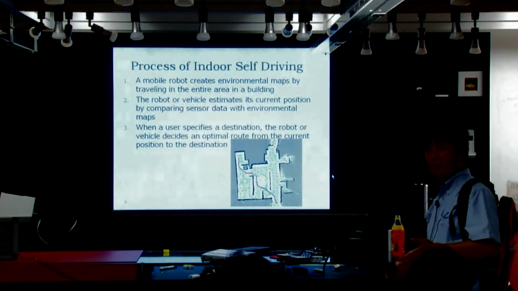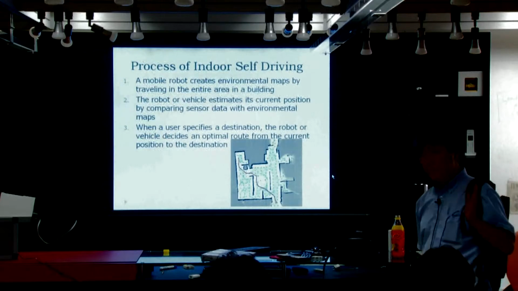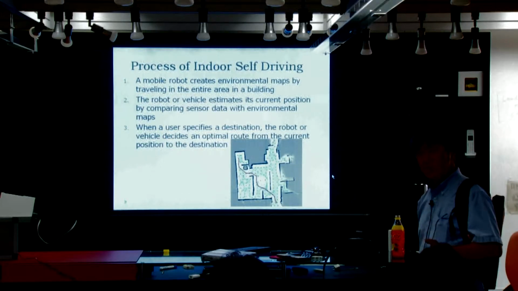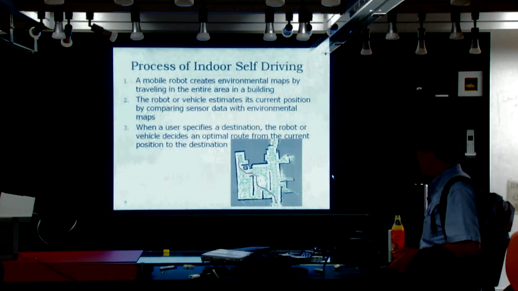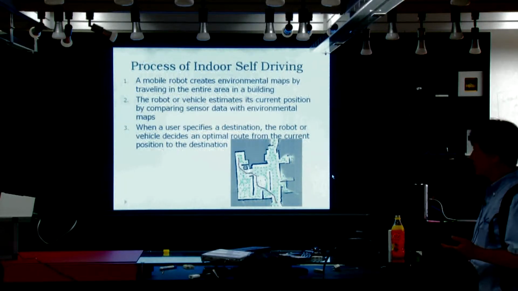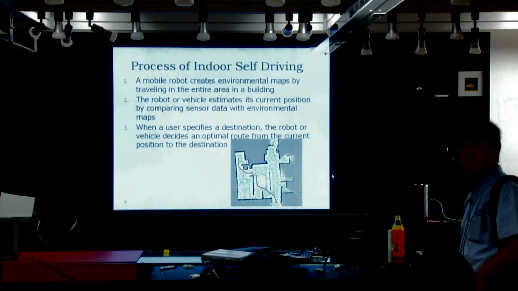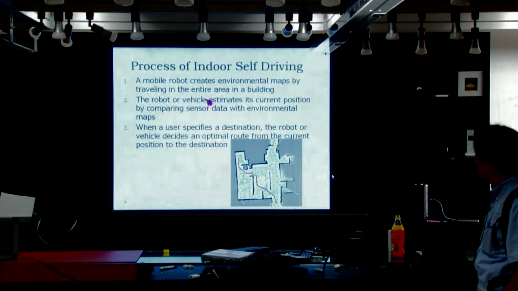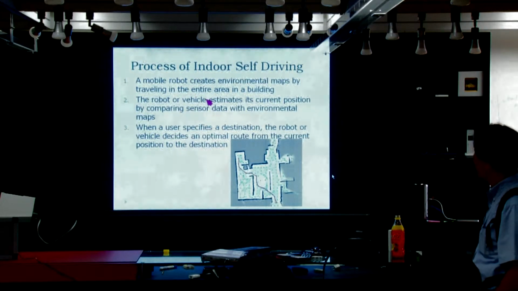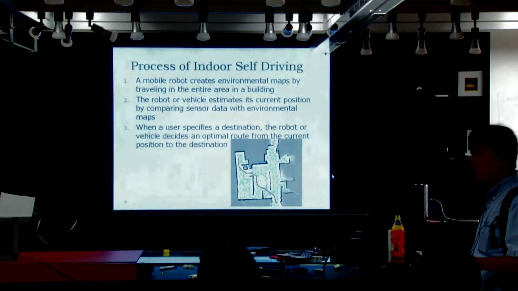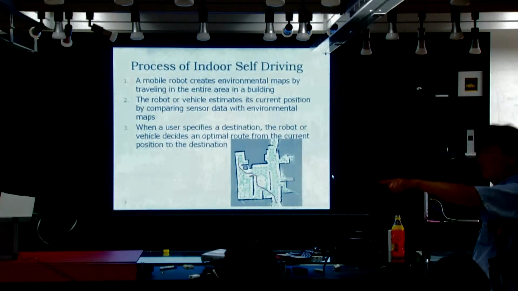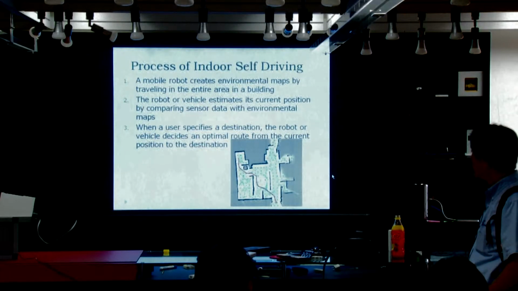Then the vehicle, the robot, can decide which route is optimal. I mean, the shortest distance. So doing this kind of process, the robot can move around inside the building very easily.